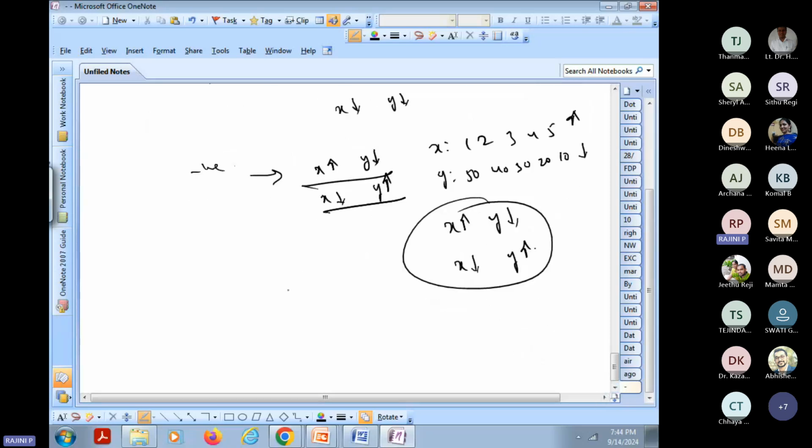Now move to the next one, zero correlation. Zero correlation means you're not finding what relation exists between the data. It is zero. That means both the variables are uncorrelated, not having any relation between them at all. So that is called zero correlation.